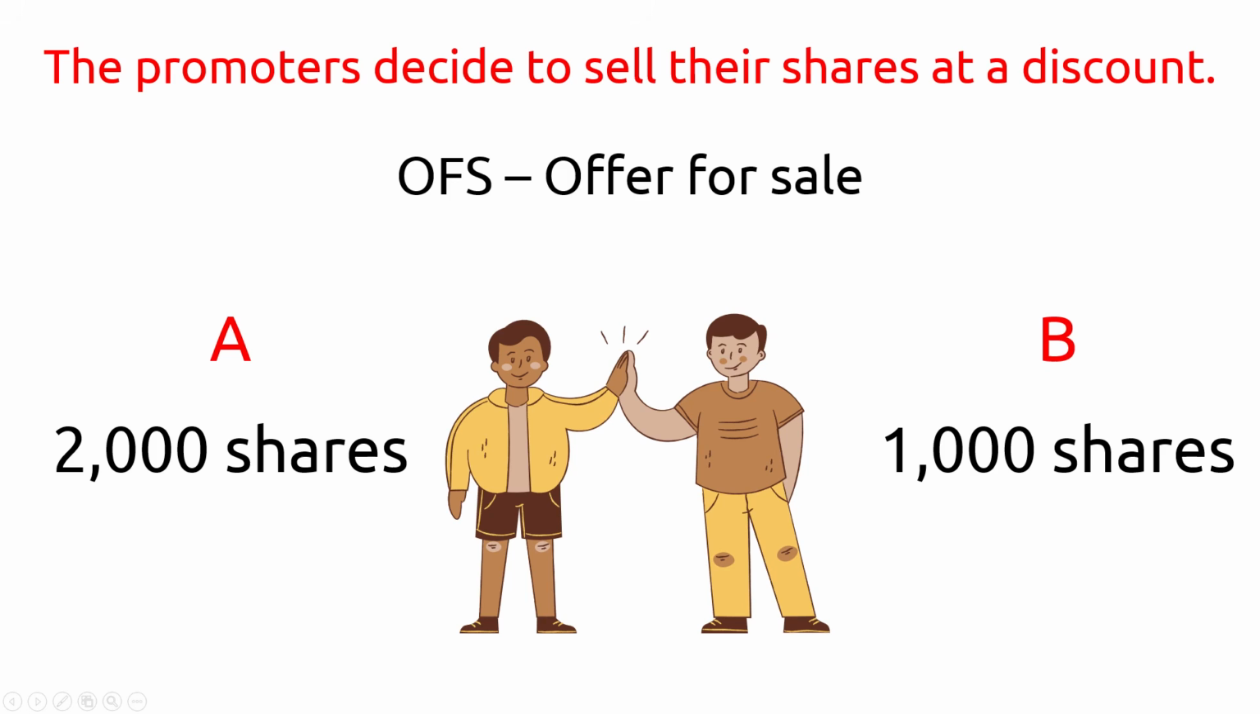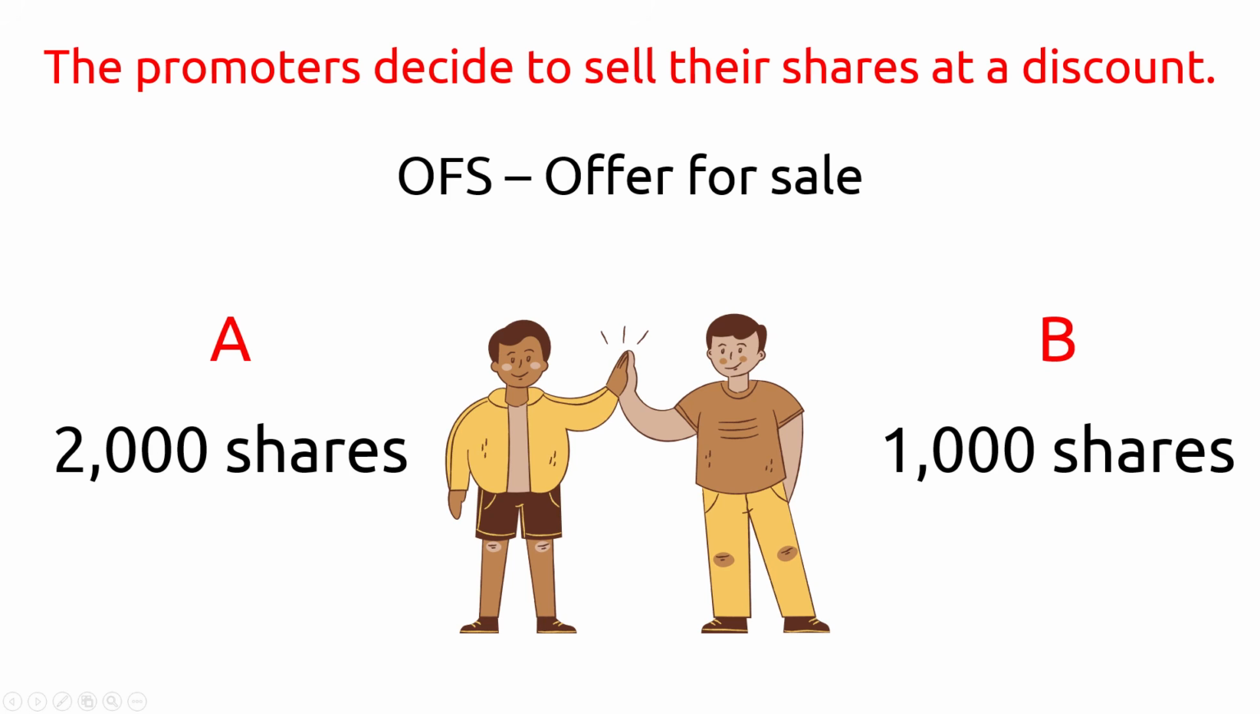The second reason may be personal reasons. A promoter might need money for a personal reason, like investing in another asset or funding another venture, or he may be needing the money for any of his personal expenses. So, selling their shares is a way to get that cash.